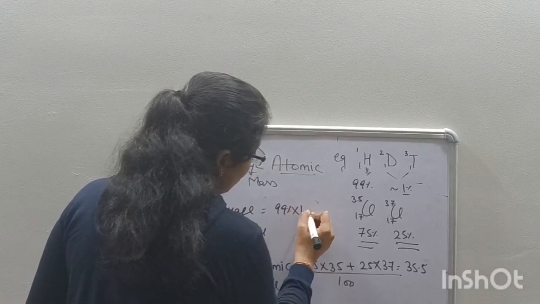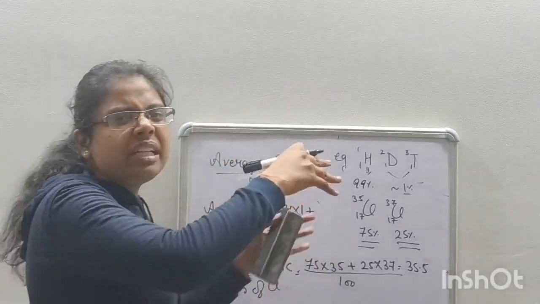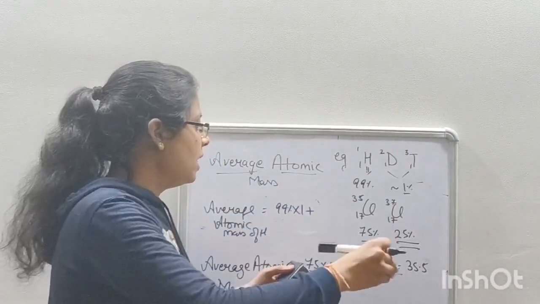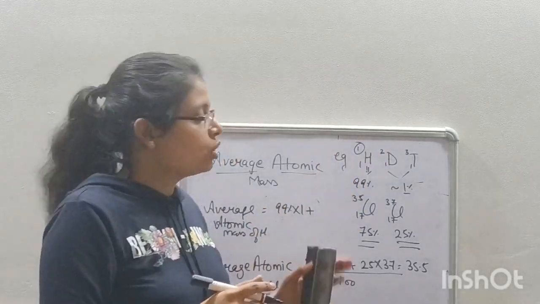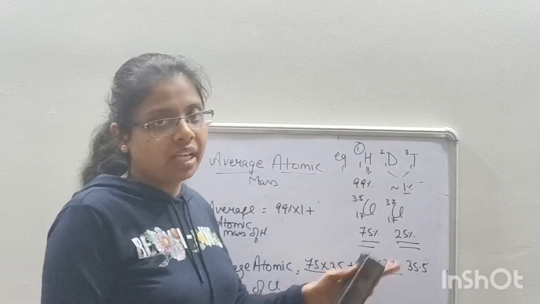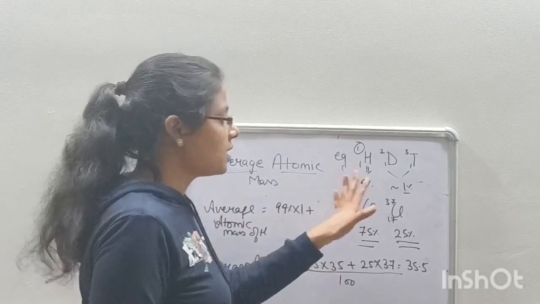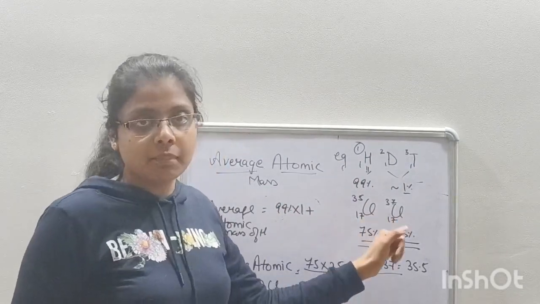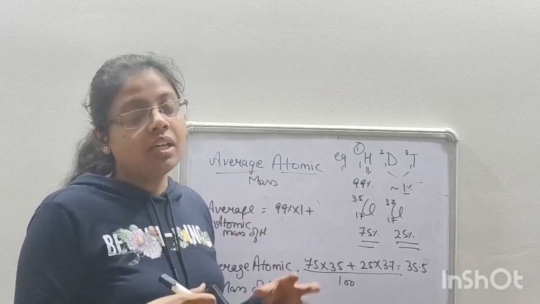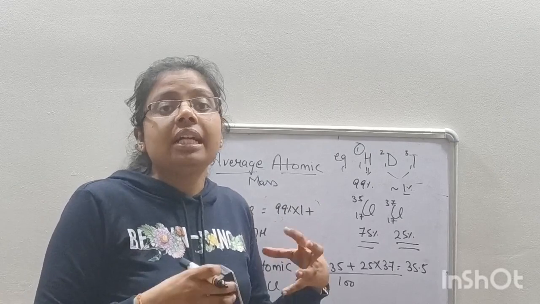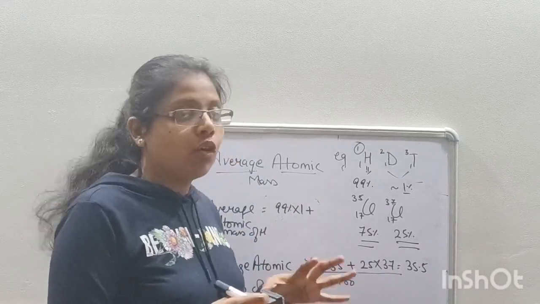99% into 1. If I add 0.1 or something like 0.001, then it doesn't matter. The mass comes out to be almost 1. So that's why here there is no need to take it, or we can say that if we take it, it doesn't matter too much. But in case of chlorine, it matters. And that's why in case of many elements in the periodic table, the mass number is in the form of a decimal, not exactly a whole number.